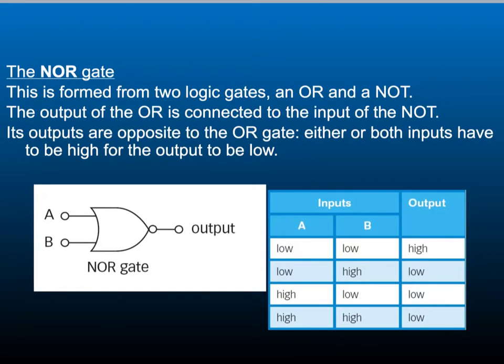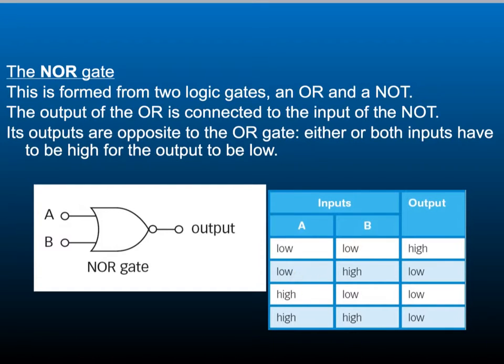This is the NOR gate. It's formed from, again, 2 logic gates, the OR gate and the NOT gate. And it works in quite a similar way to the NAND gate. So you think about your normal OR gate and what it does, and this one does the opposite of that. So in a normal OR gate, you would need at least one of the inputs to be high to give you a high output. Normally, if they were both low, you will get a low output, but in the NOR gate, it's high.